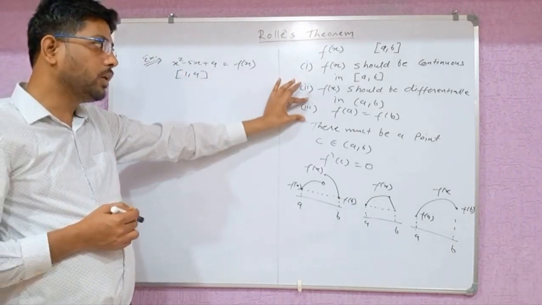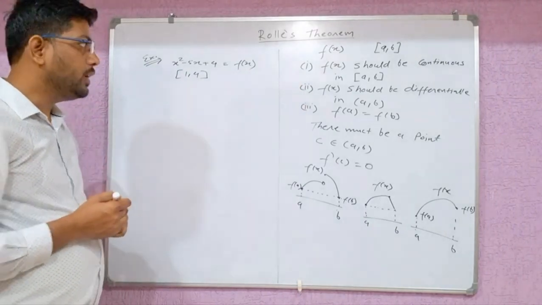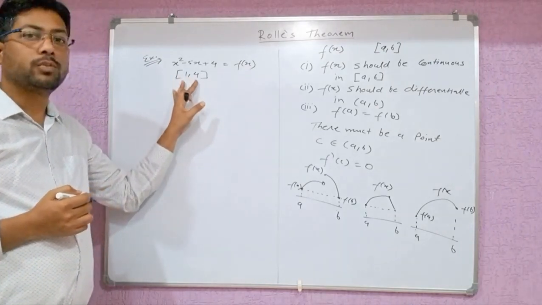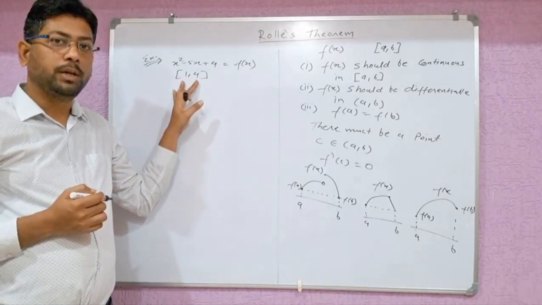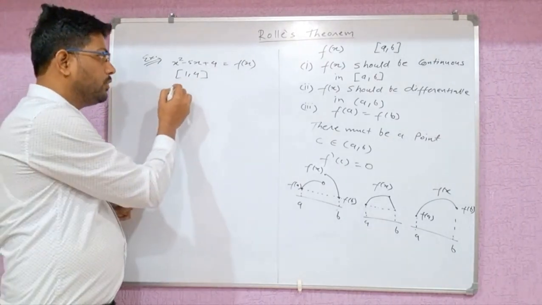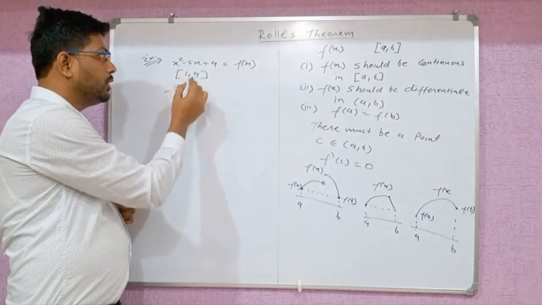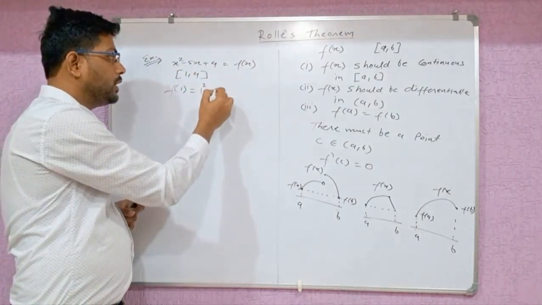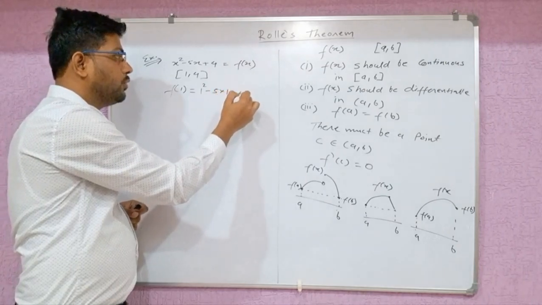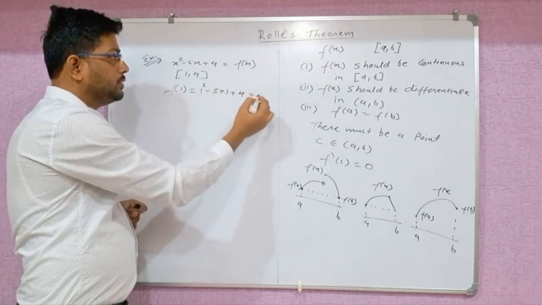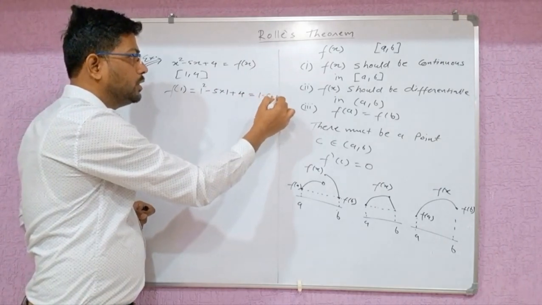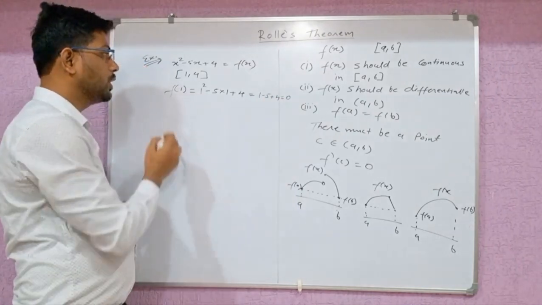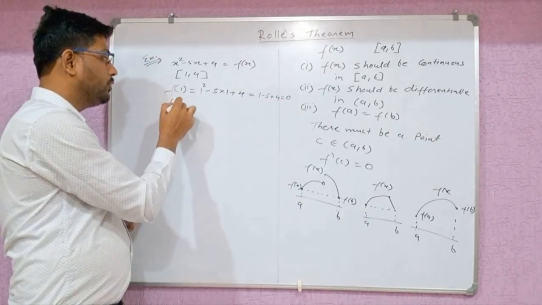Now f of A is equal to f of B, this we have to check. What are A and B here? A is 1 and B is 4, because the interval is A to B, here the interval is 1 to 4. So we'll check f of 1. f of 1 means in this f(x) we'll put 1 in place of x. So this will be 1 square minus 5 into 1 plus 4, which is 1 minus 5 plus 4. So 4 plus 1 is 5, minus 5, that is equal to 0. So f of 1 is 0.